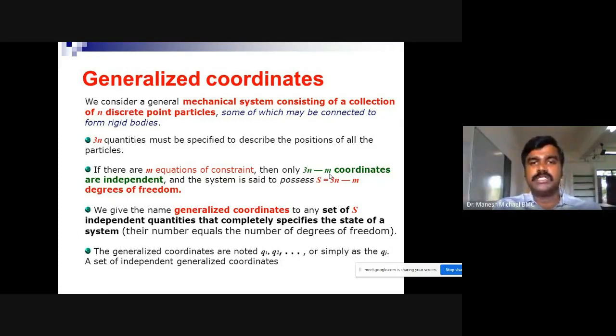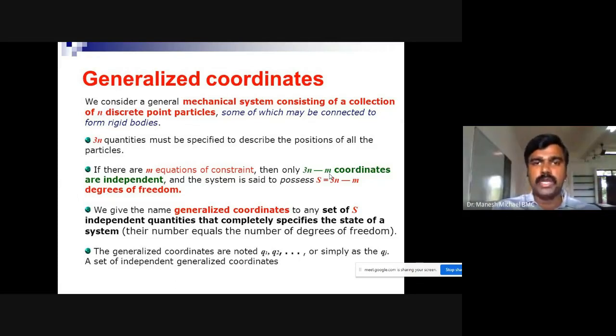The next question that arises is: which are the minimum number of coordinates? Those coordinates are termed generalized coordinates. The number represents the degree of freedom. For example, in two-dimensional motion, you need two coordinates. Which are those two coordinates? The answer is x comma y. So x comma y are the minimum number of generalized coordinates. We can conclude that the minimum number of coordinates is the degree of freedom, and those coordinates are termed the generalized coordinates.